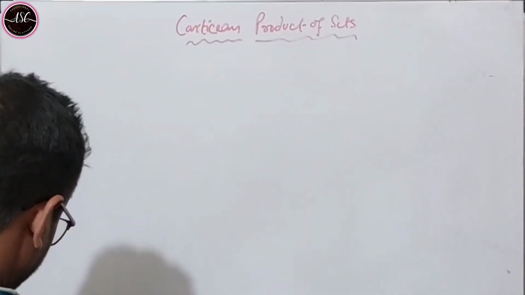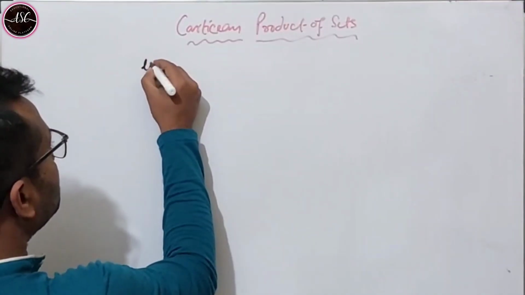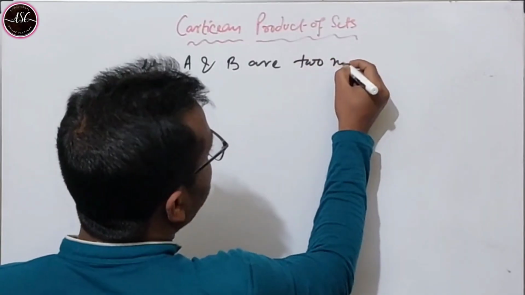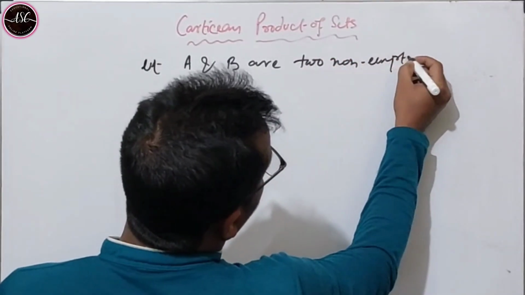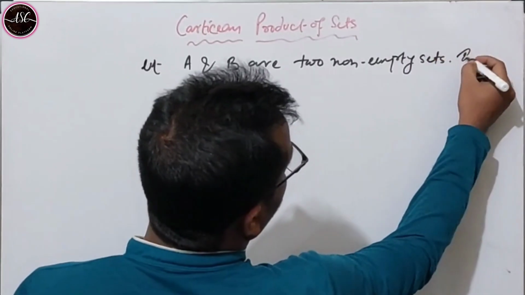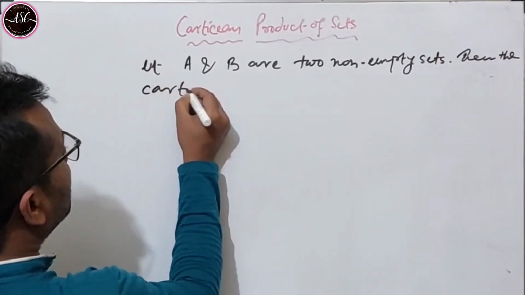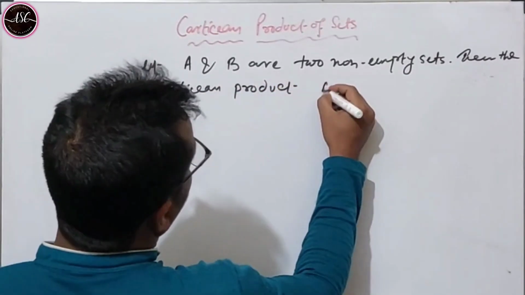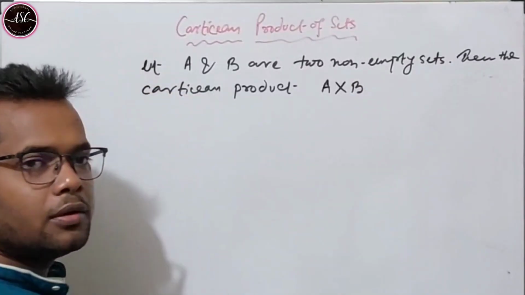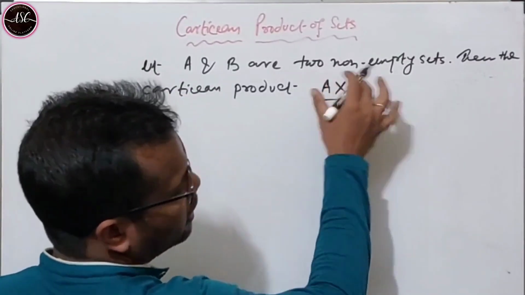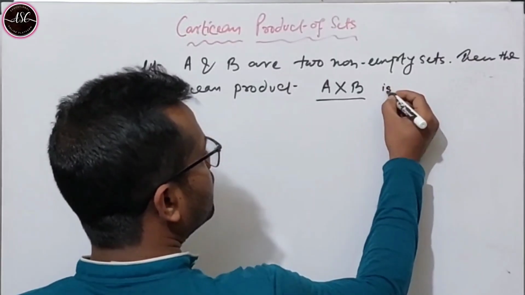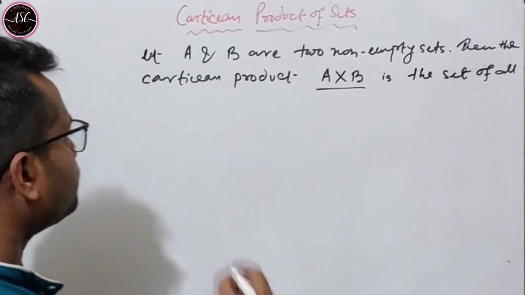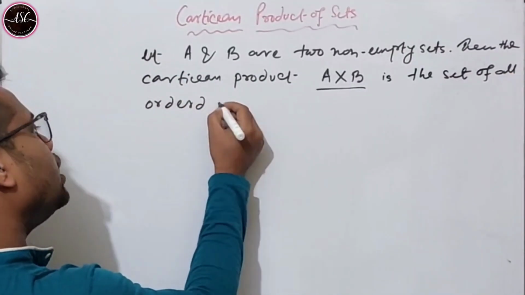Let A and B be two non-empty sets. Then the Cartesian product A cross B, that means Cartesian product means A cross B, is the set of all ordered pairs.